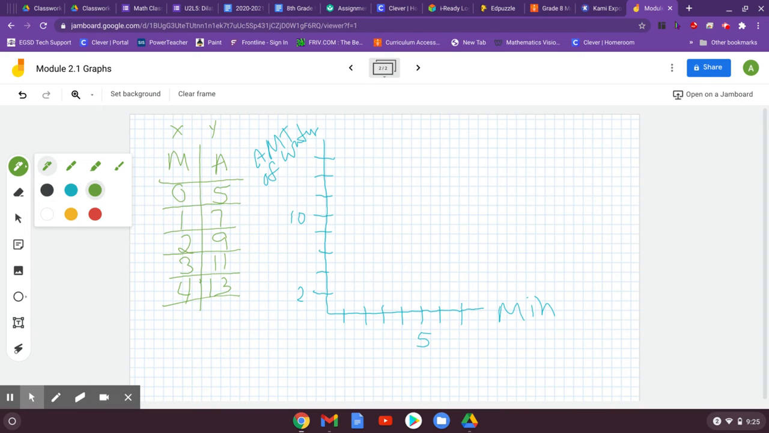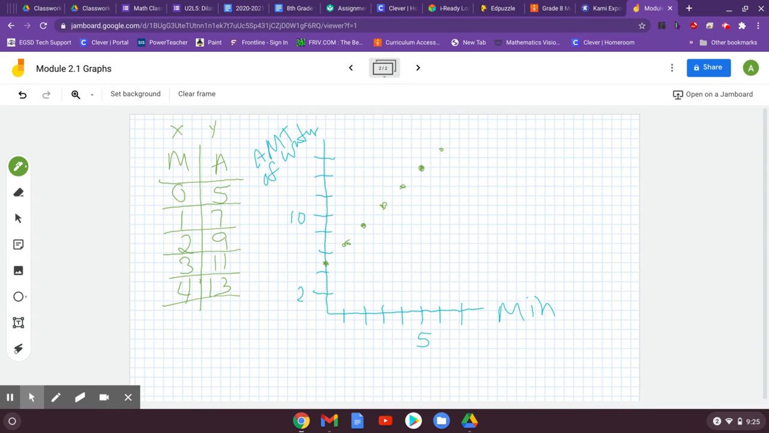0 this time is 5, so 2, 4, 5. That was the same as last time. 1, though, is 7, right in the middle there. 2 is 9. 3 is 11. And if you notice too, my slope is up 2 over 2, up 2 over 2, up 2 over 2. So I could notice that, oh, I can just kind of follow that pattern as I'm going.